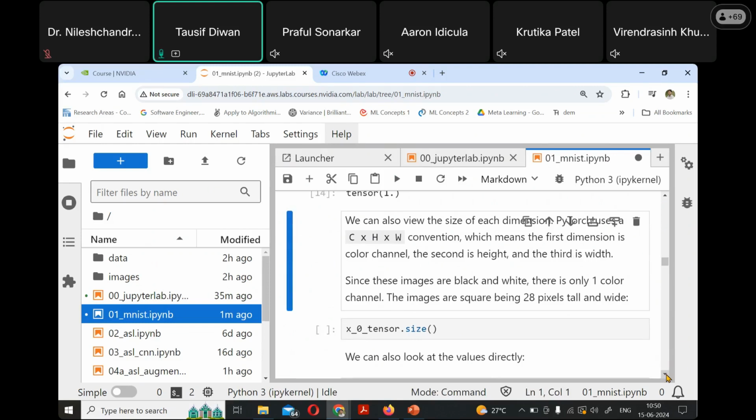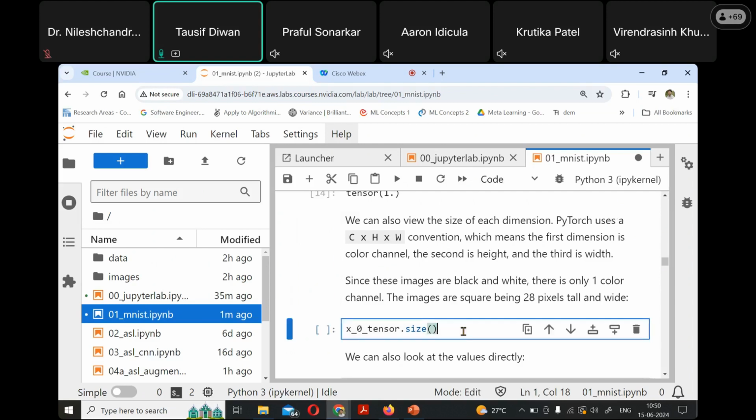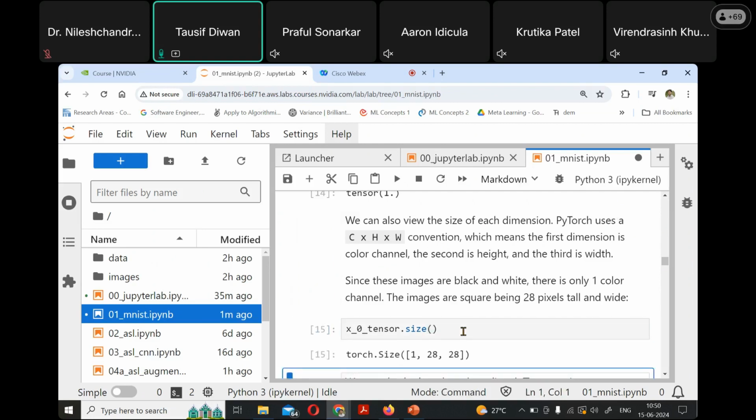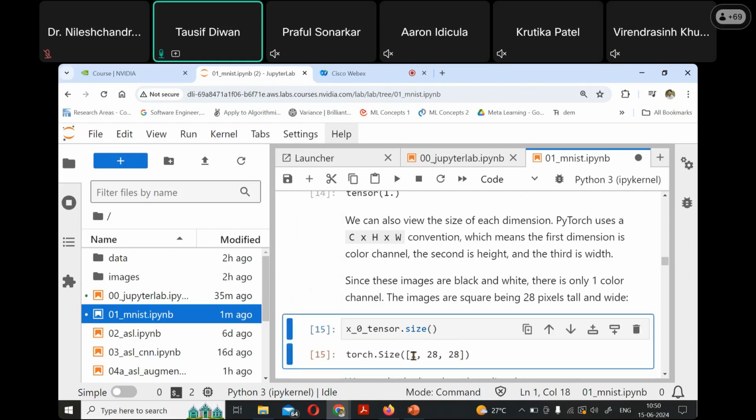Okay, so far we have converted only a single image into tensor. Ultimately we need to do this for the whole dataset, that is the training as well as the validation set. Now see the size of this tensor. Size of this tensor is 1, 28, 28. This 28 indicates the number of rows, this 28 indicates the number of columns. Okay, in PyTorch, number of channels is the very first thing, then height, and then width.